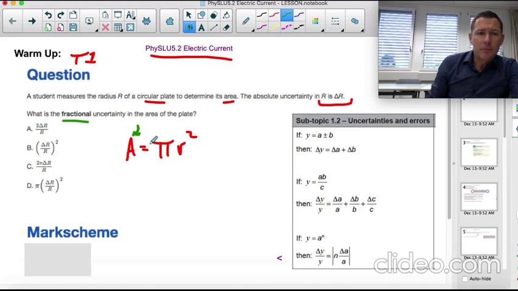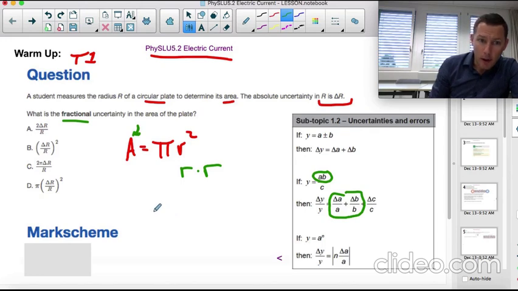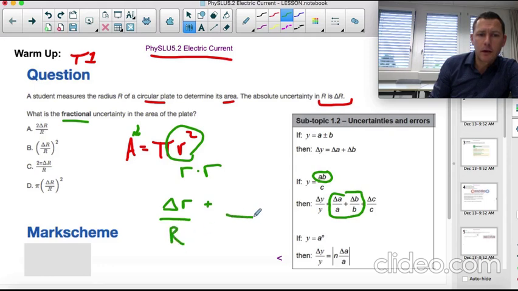The pi is a constant, so there's no uncertainty in pi, but the two values that we are uncertain about are just like the a and b. It's r times r. I'm uncertain about both of those, so we're adding our uncertainties. The fractional uncertainty about the area is going to be delta r added together twice. They're being multiplied here, so the uncertainties will add. So your fractional uncertainty would be delta r over r plus another delta r over r because you're multiplying them.